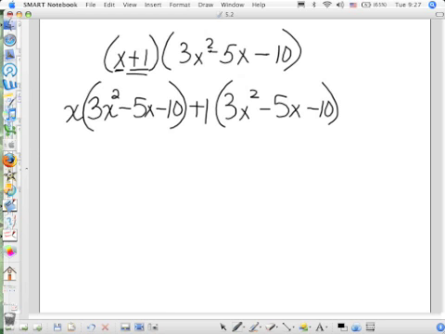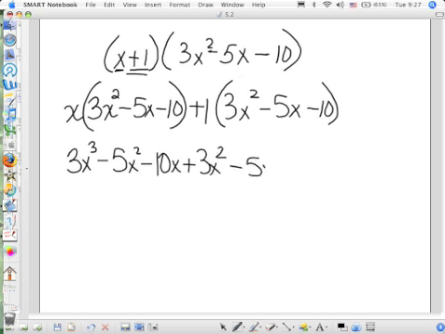Well, focusing first on this first group here, if we distribute x, we have 3x cubed minus 5x squared minus 10x. In the second one, when I distribute a plus 1, basically nothing changes. I have plus 3x squared minus 5x minus 10. Can I stop there? No, because it's not completely simplified. In order to finish it off, I've got to combine the terms that are alike. Well, there's only one term that contains an x cubed.